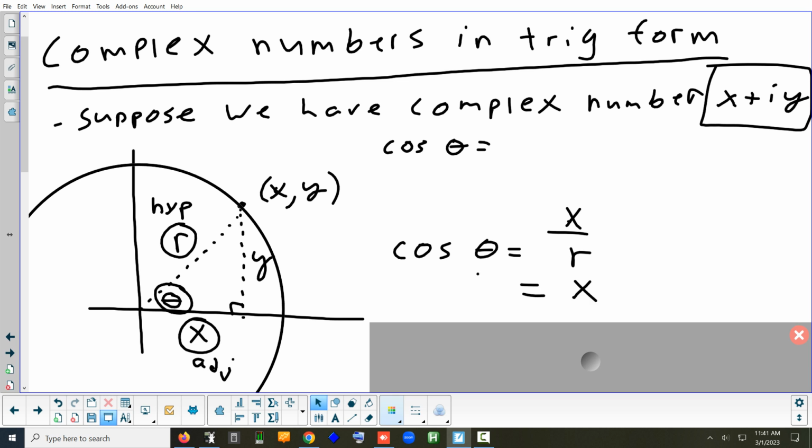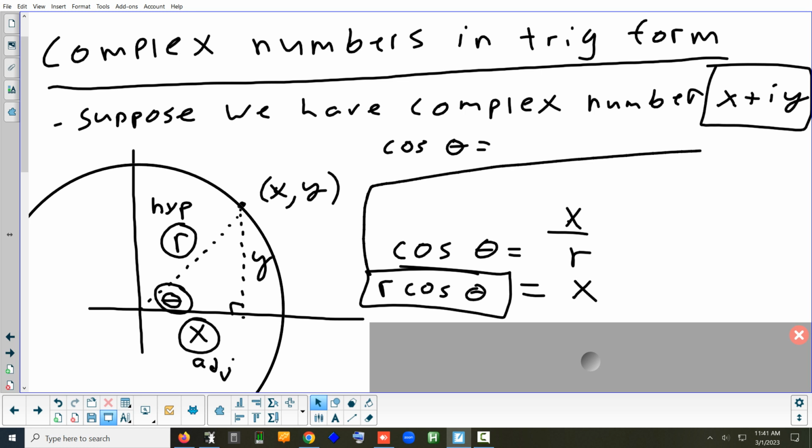Now, I want this X. R times cosine theta. So we just came up with a formula for X that gets rid of it. It's going to use an angle, and it's going to use the distance to the origin, which is the absolute value. This is going to go right there. That's X.